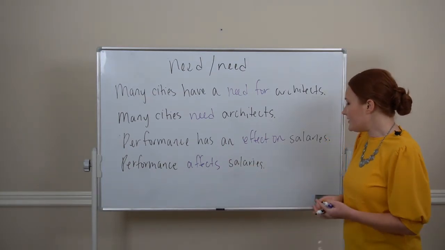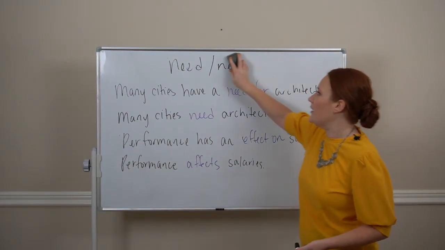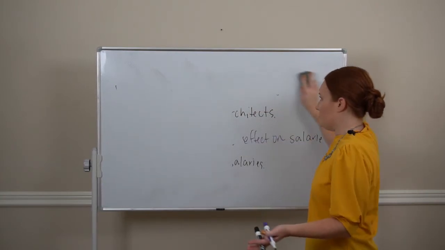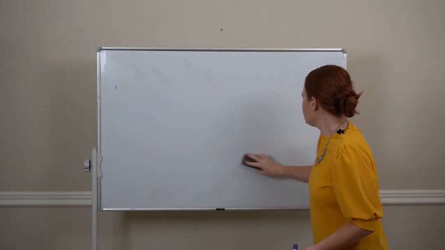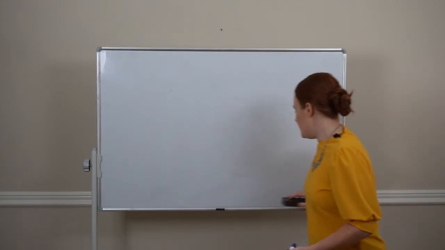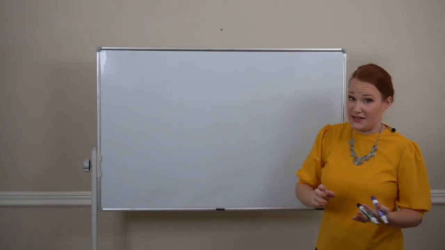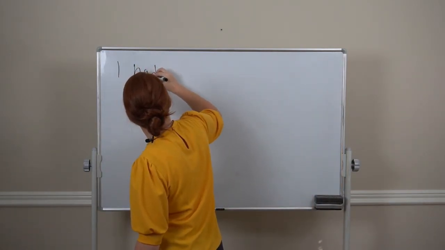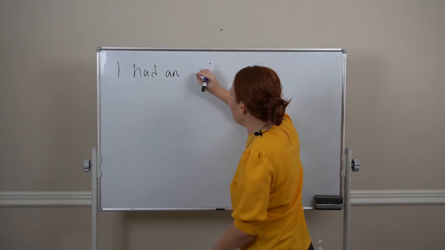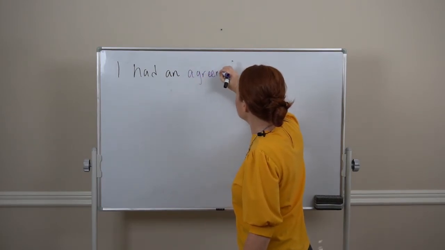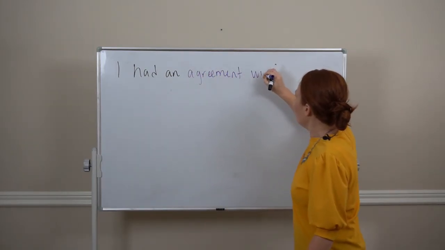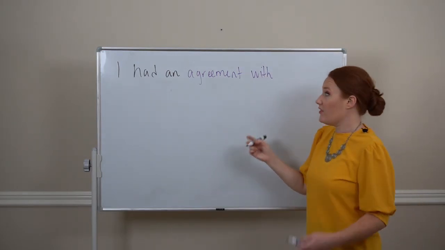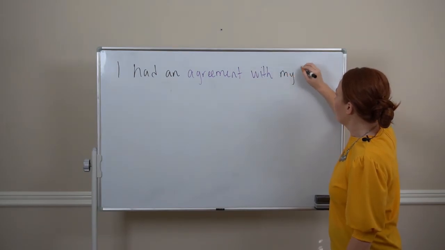All right, and finally, some of these nouns we're talking about have different dependent prepositions for different uses. So if we take the noun agreement as an example, I could say, I had an agreement with, and this tells us the person you're agreeing with. I had an agreement with my boss.